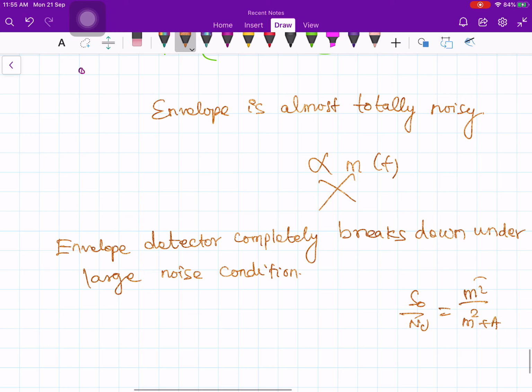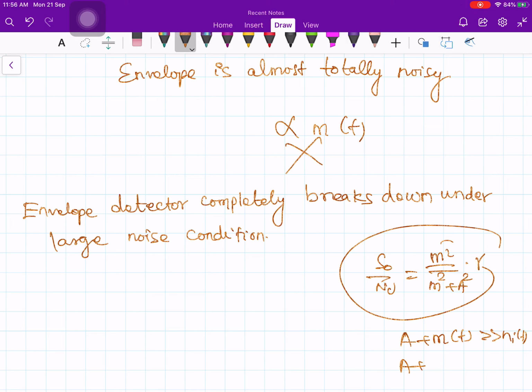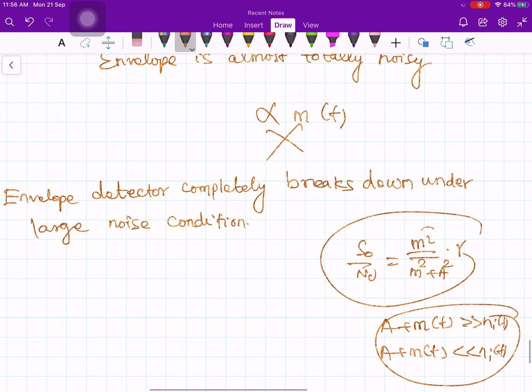Okay, so in synchronous detector, when we derived the output SNR expression, we did not have to make any assumption like a plus m of t is greater than ni of t, or a plus m of t is much less than ni of t. We did not do this kind of assumptions for the synchronous demodulation. Whether the signal is small or large, you always get this kind of output. This expression is valid for all conditions of signals and noise. Please remember that.